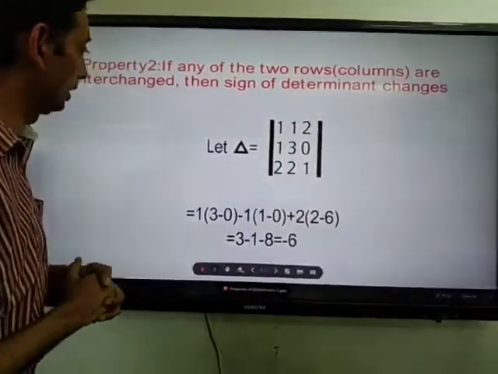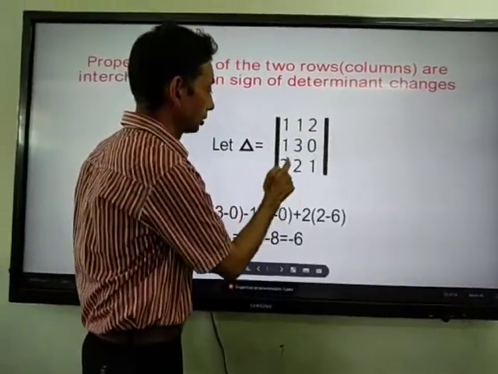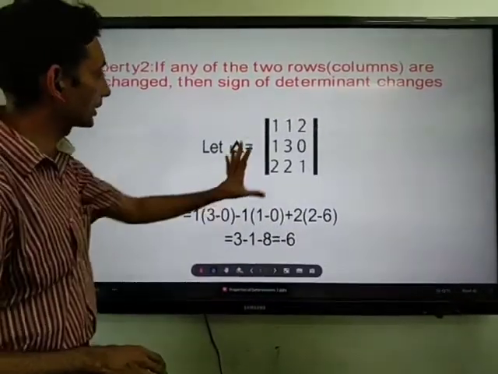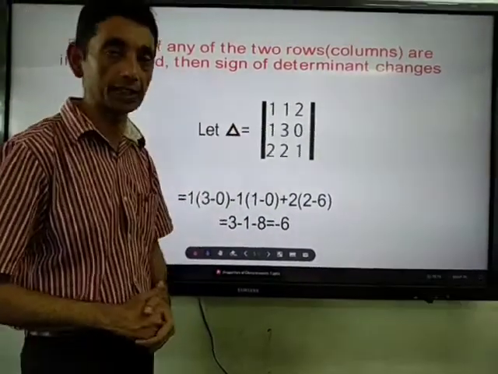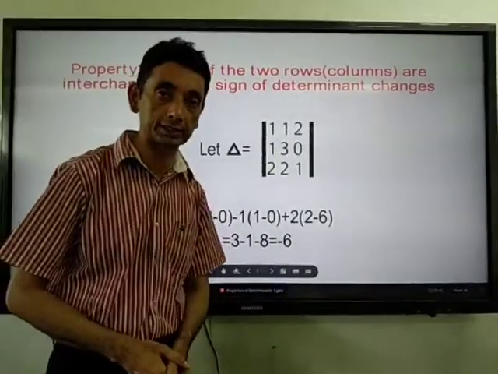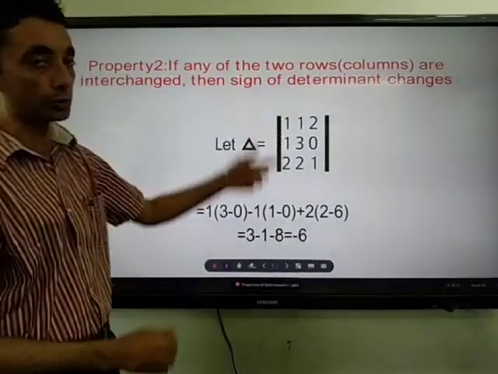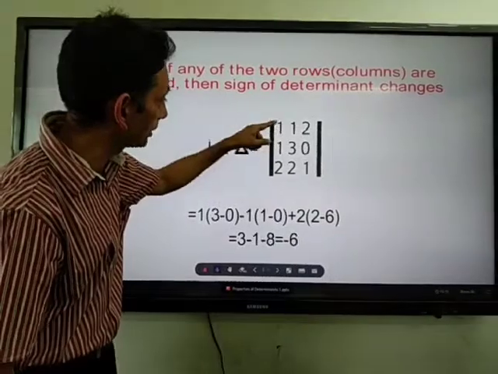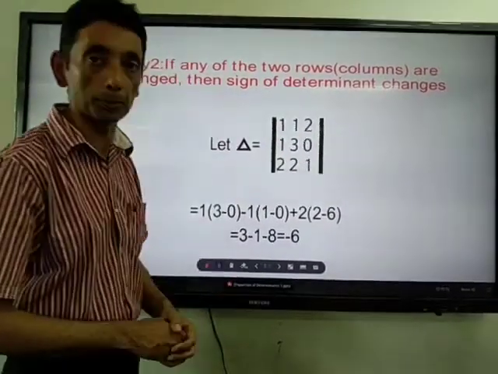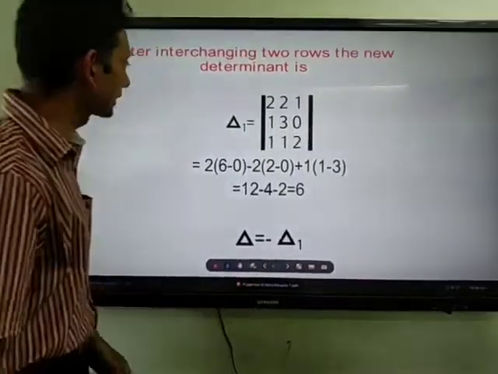Let's take an example: delta is equal to 1, 1, 2, 1, 3, 0, 2, 2, 1. This is one verification. Now if you calculate this, expanding along any row or any column, the value of the determinant is equal to minus 6. Now we'll be interchanging any two rows, say the first row and the third row. That means 1, 1, 2 will be brought to the third row position, and 2, 2, 1 will be brought to the first row position. Let us see the next determinant.